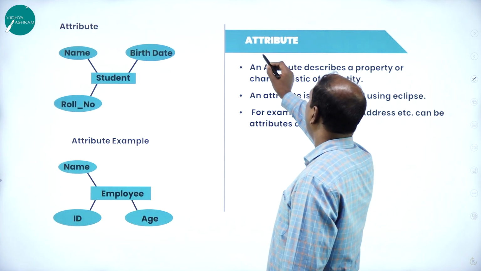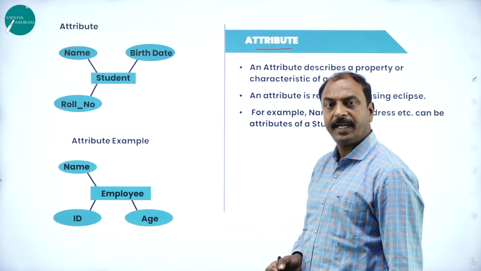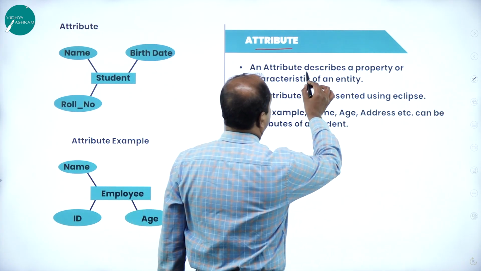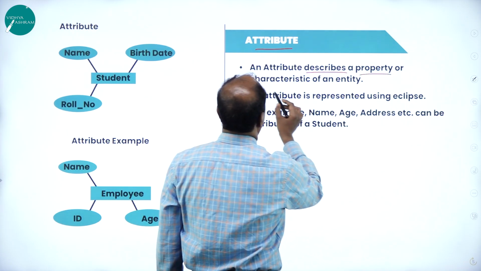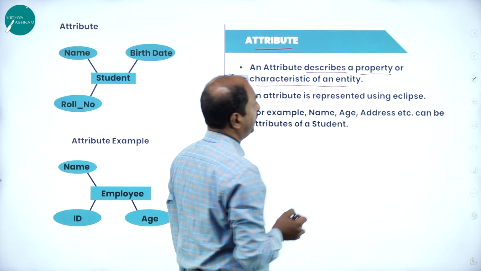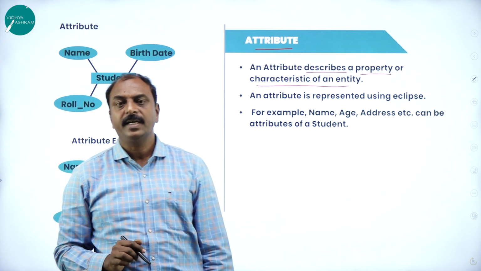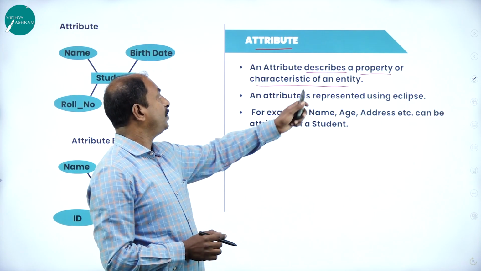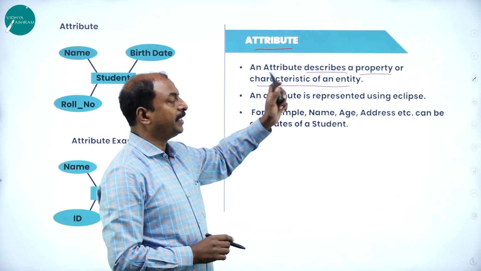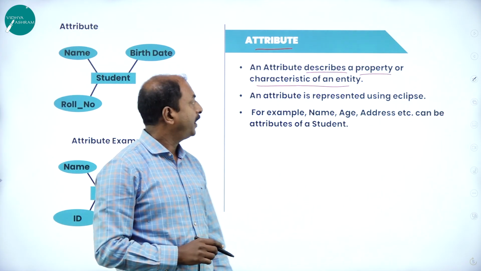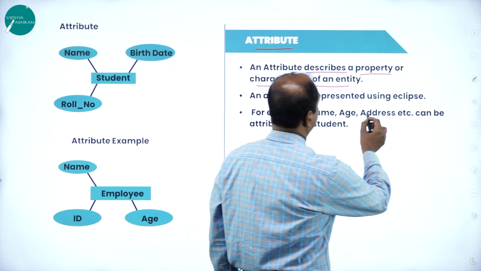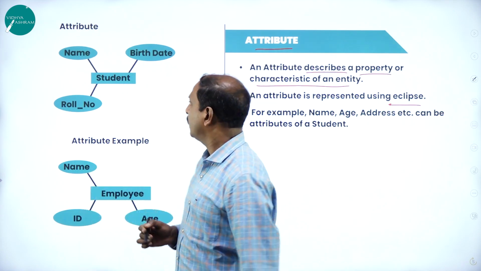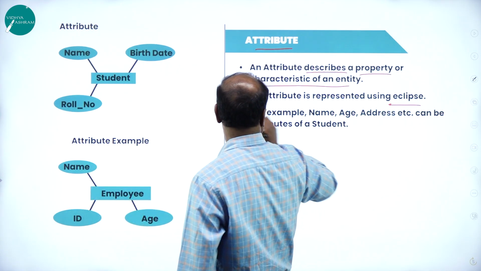Next one is attribute. What is an attribute? An attribute describes the properties or characteristics of an entity. Now we have seen in the previous slide that an entity is an object. So what is attribute? Attribute describes the properties or characteristics of an entity. An attribute is represented using an ellipse. So here we are using an ellipse to represent attribute.